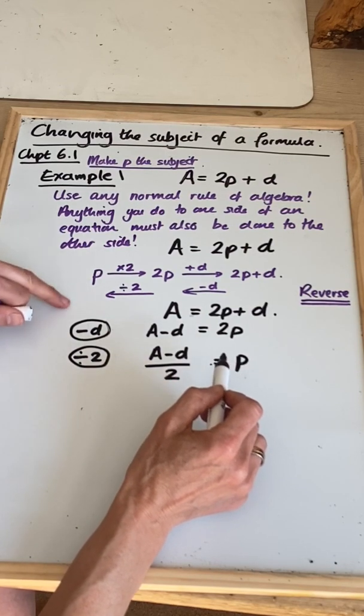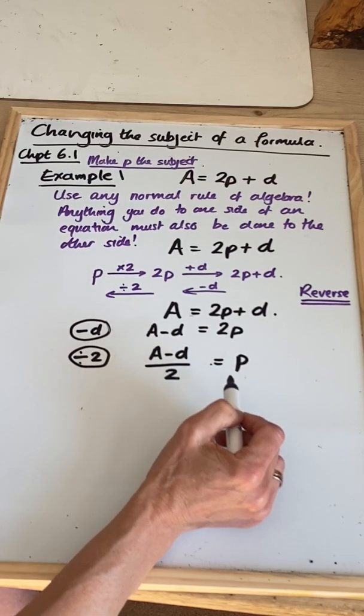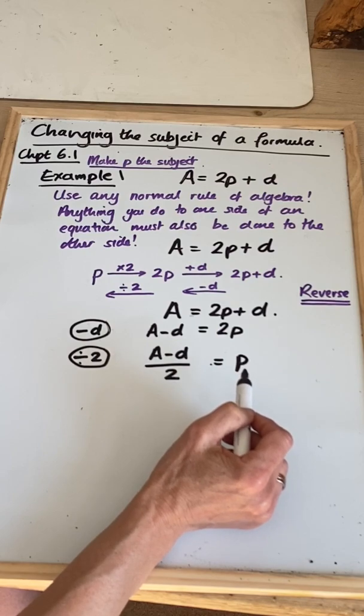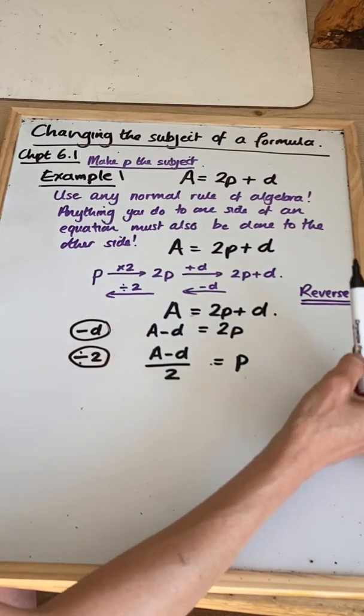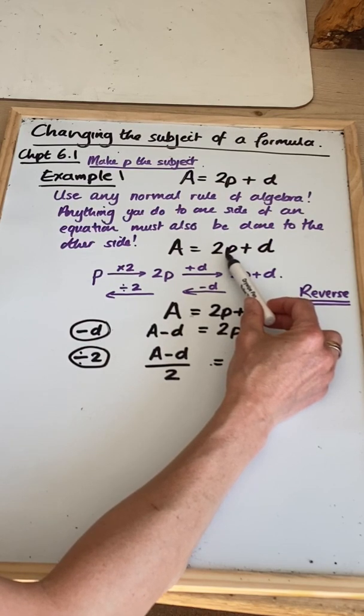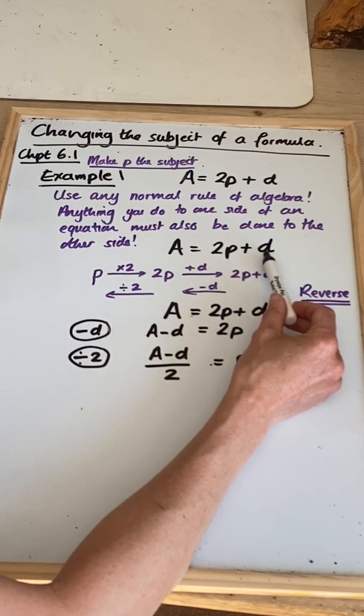I'm not going to write all this out in future examples that I do, but I think it's important that you have it written out for this first example so that you can see what we're trying to do. We're trying to understand where the thing that we're making the subject of the formula sits in our formula. What's happened to it? It's been times by 2, it's had a d added to it.